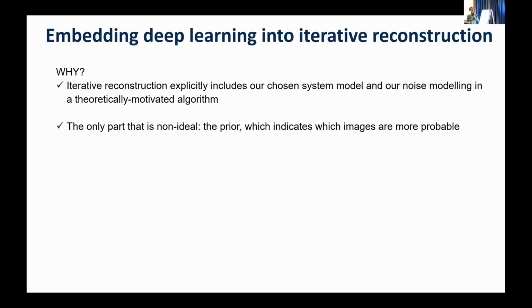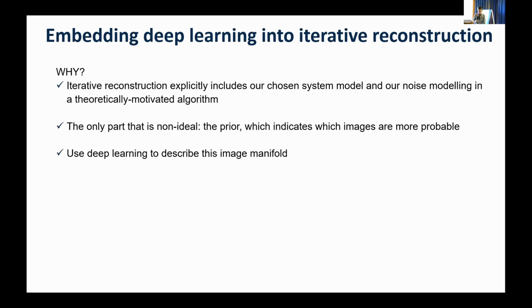So why do it, first of all? Well, iterative reconstruction, as we've seen already today, builds in our chosen imaging model, our physics, and also the Poisson noise model. So these are two very desirable things that we like about OSEM or MLEM. So it's a theoretically well-motivated algorithm for maximizing Poisson log likelihood, or the log posterior, as you saw earlier with what Chris presented. But the only part that is not ideal, you could say, is the prior, which indicates which images are more or less probable.